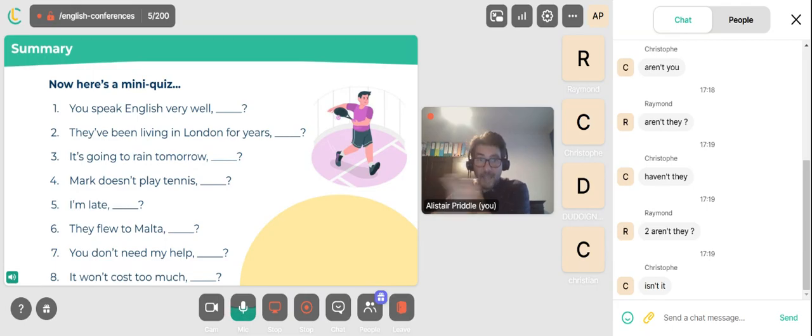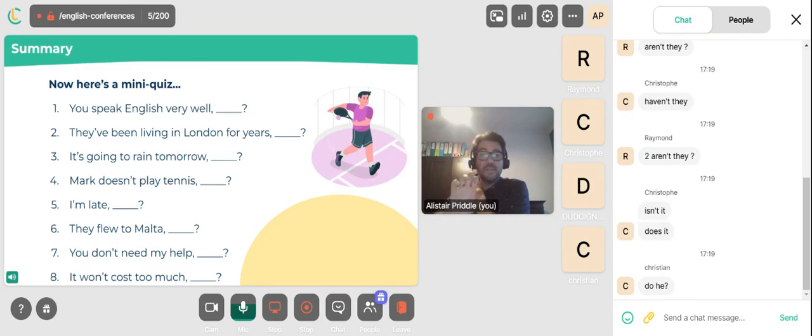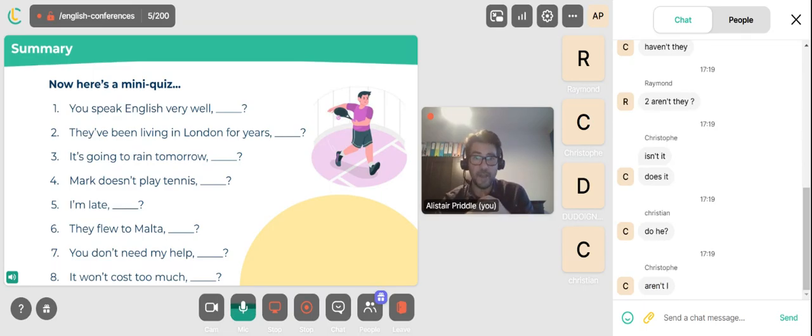Number 4, Mark doesn't play tennis. Okay, well, we've got a negative statement there. So we've got the verb doesn't. So it becomes does he. Mark doesn't play tennis. Does he? Do he? Doesn't quite conjugate. Does he? Let's have a look at number 5. I'm late. Aren't I? I am late. So yes, we don't say amn't. We say aren't I. Great, well done.